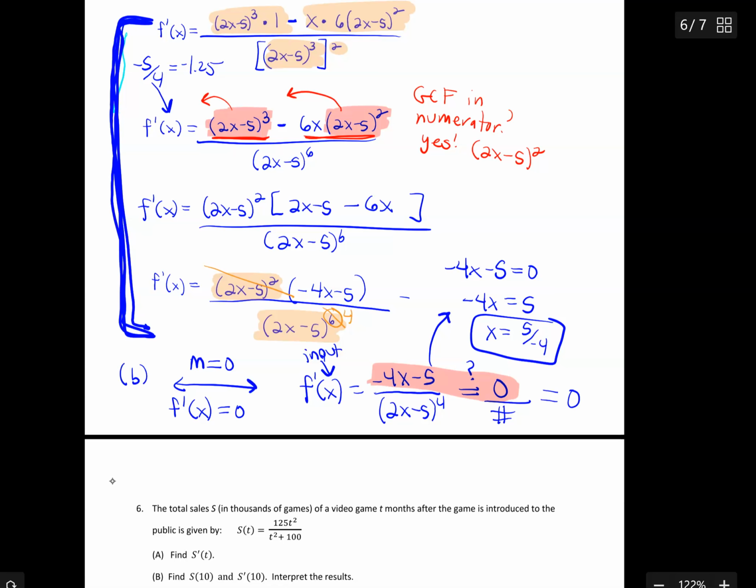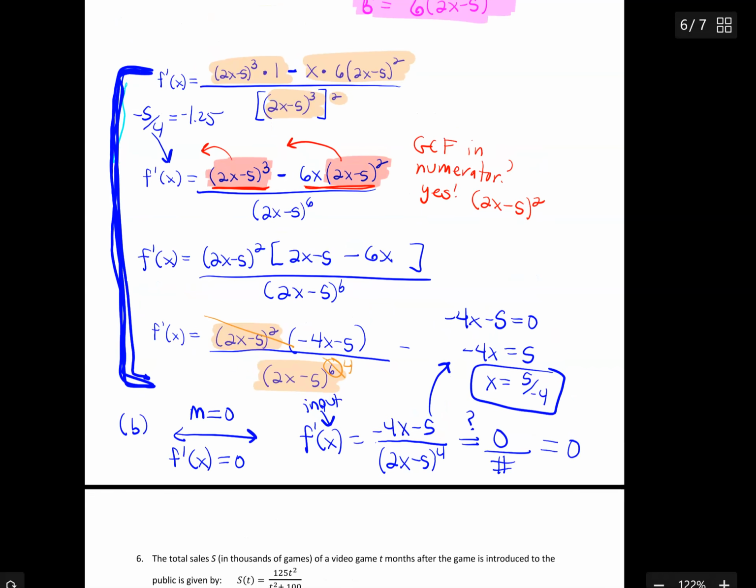And I know that's not a pretty number, but just think big picture ideas. What do I know from algebra about a fraction equaling 0? Well, that means the numerator has to be 0. The denominator can't be 0, right? And if I look here, plugging 5/4 into this denominator would not make the denominator 0. So we're safe.